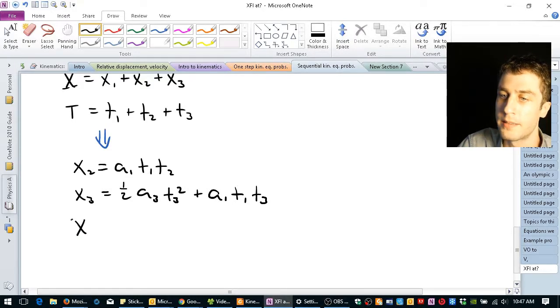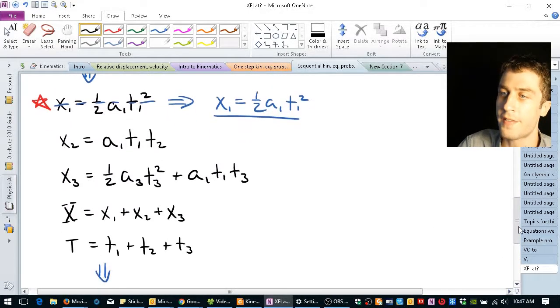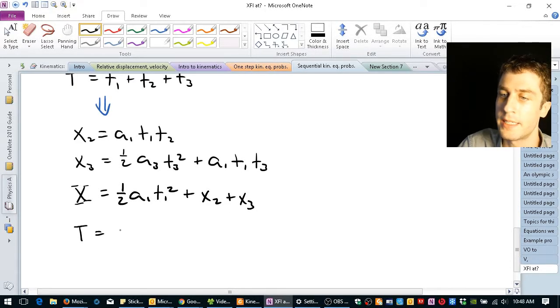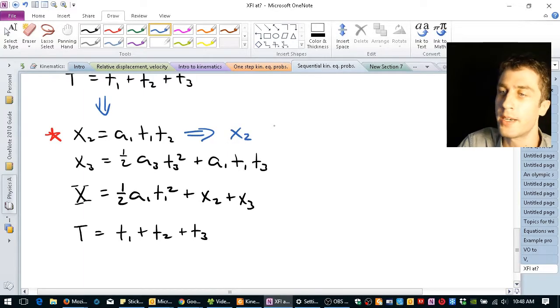Capital X is equal to, we're making that substitution, 1/2 a1 t1 squared plus x2 plus x3. Capital T is equal to t1 plus t2 plus t3. Pick an equation. I like that first one. It looks nice and simple. Solve for x2. It's the only variable in that equation.